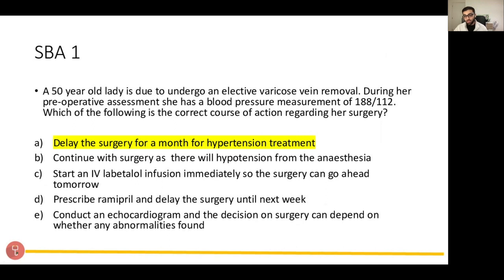If this was a completely different situation, such as an aortic aneurysm rupture, then again, you wouldn't wait to manage the blood pressure. You would go straight in with surgery.